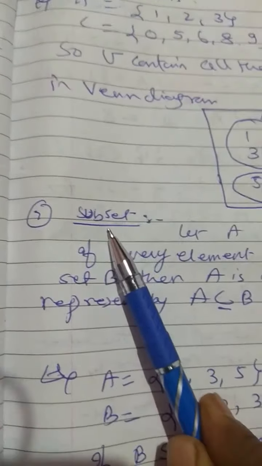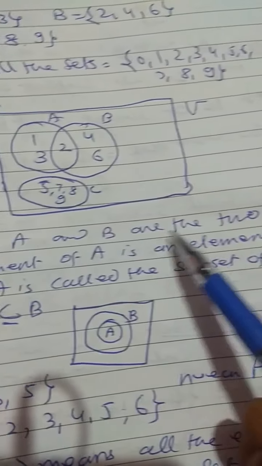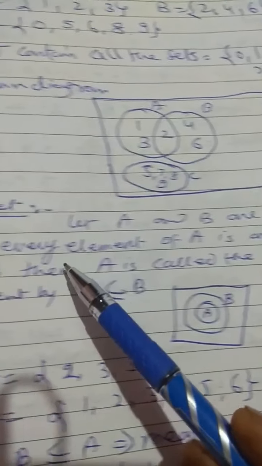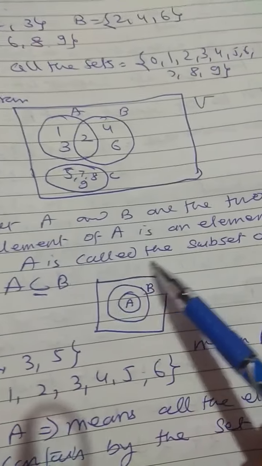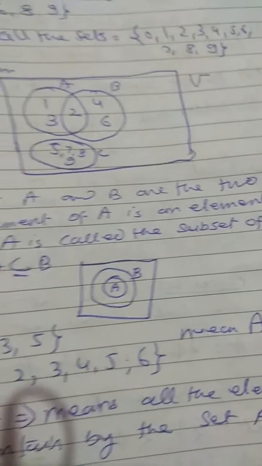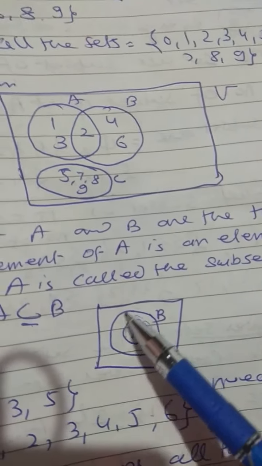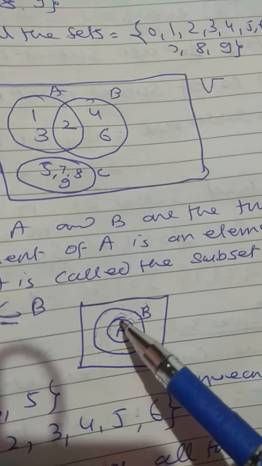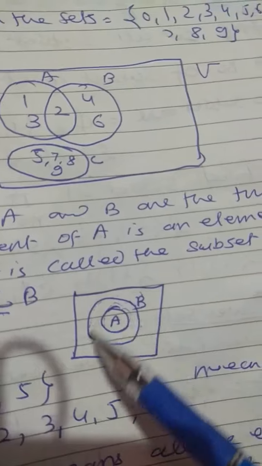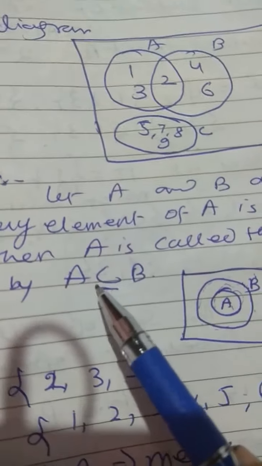Next one is the subset. That is very important. What is the meaning of a subset? Let A and B be two sets. If every element of set A is an element of set B, then A is called a subset of set B. In other words, B contains the set A. We represent it by A ⊆ B. That sign is called the subset.